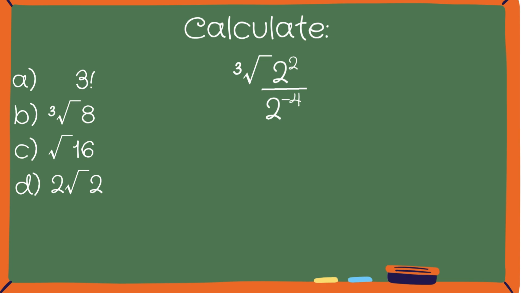The options are, option A, 3 factorial, option B, the cube root of 8, option C, the square root of 16, and option D, 2 square root of 2. Which one do you think the answer will be? A, B, C, or D?